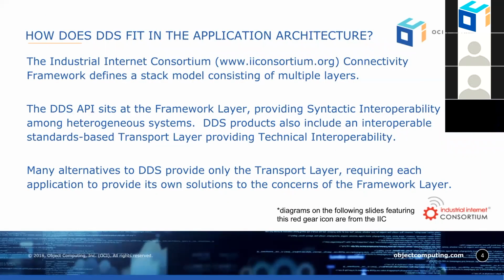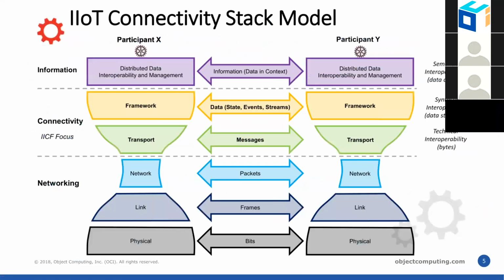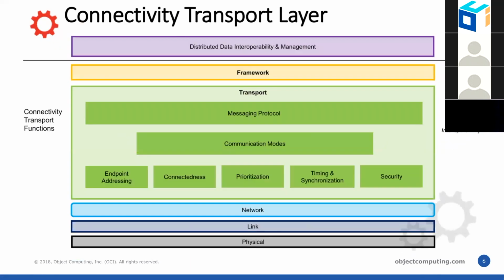Many alternatives to DDS provide only that transport layer, requiring each application to provide its own solutions to those concerns in the framework layer. Let's take a look at these in a little more detail. In this low level, the connectivity transport layer, we have the protocol itself and the ways that those protocol messages reach peers across the network. So endpoint addressing and prioritization. Security is important here, of course, because that's happening down at the network layer, and we'll get into details of that shortly. So all of this is happening within that transport layer.